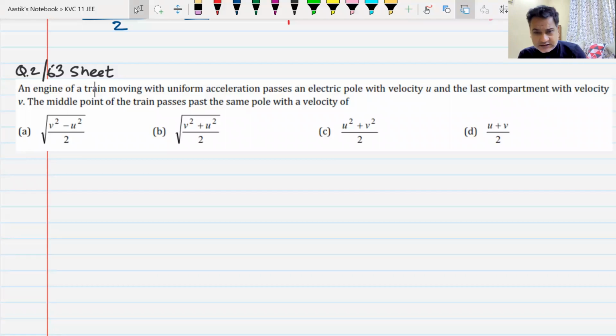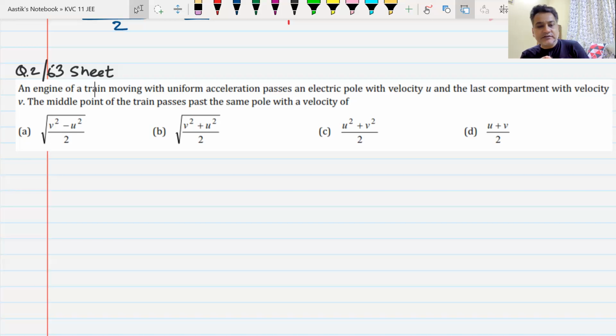And if you have the sheet that I have already sent to you, this is question number 63 from the sheet. Question number 2 for the class, question number 63 from the sheet. How many of you have the sheet with you right now? Okay. That is the reason the sheet was given to you, so that you can solve it at home. You can bring it to the class so that we can do questions from the sheet in the class.